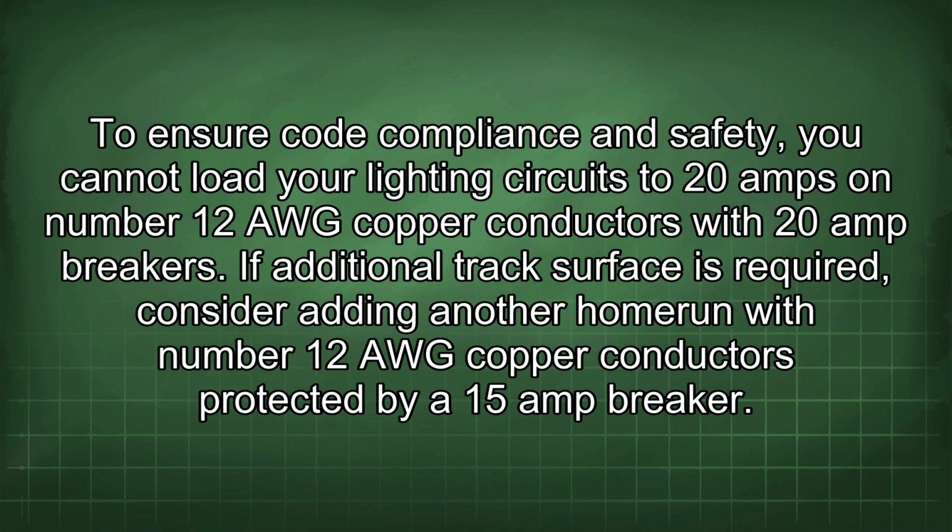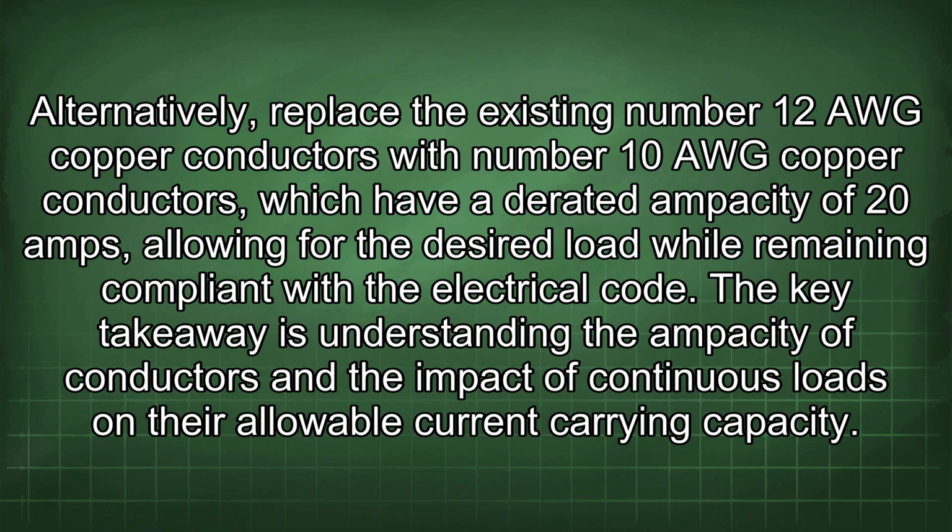If additional track surface is required, consider adding another home run with number 12 AWG copper conductors protected by a 15 amp breaker. Alternatively, replace the existing number 12 AWG copper conductors with number 10 AWG copper conductors, which have a derated ampacity of 20 amps, allowing for the desired load while remaining compliant with the electrical code.